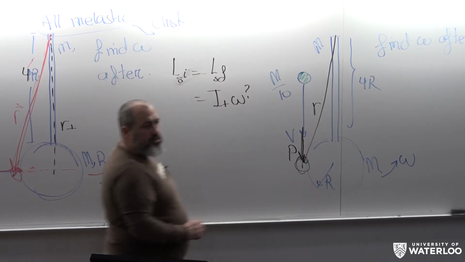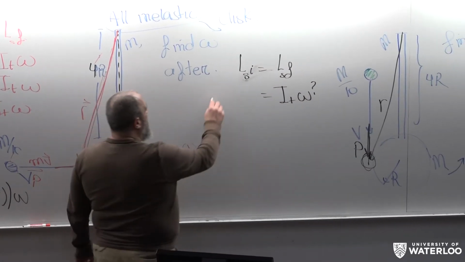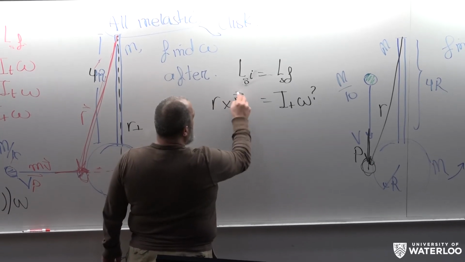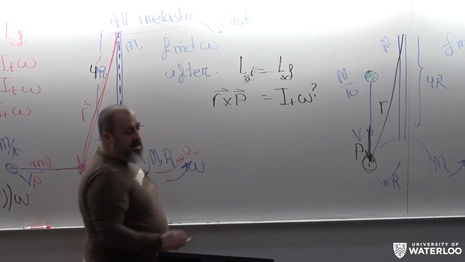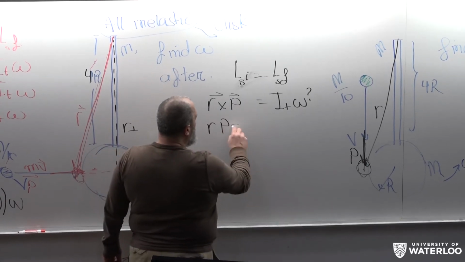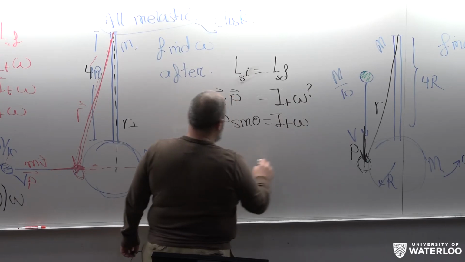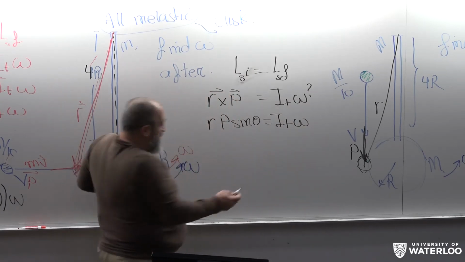Okay? So what do we get out of this? R cross P. The R is there and the P is there. Again, what can we do with this, guys? This becomes R P sine theta equal to I total omega. And I'm going to, again, why?